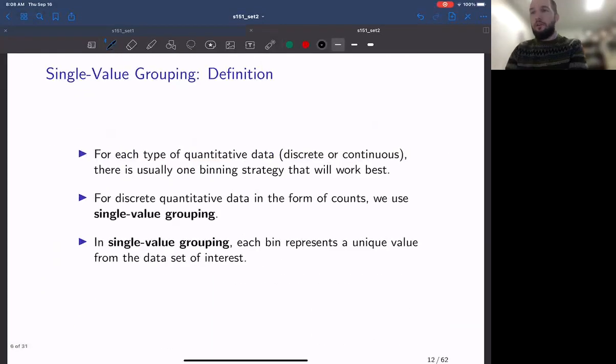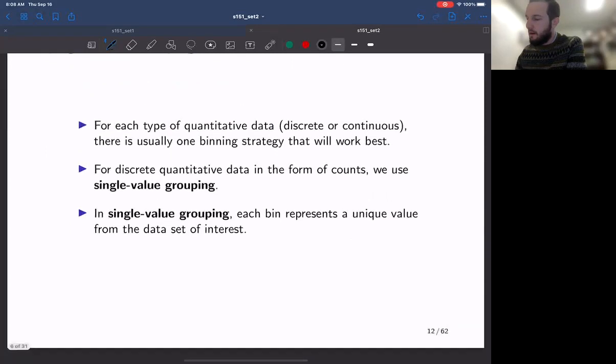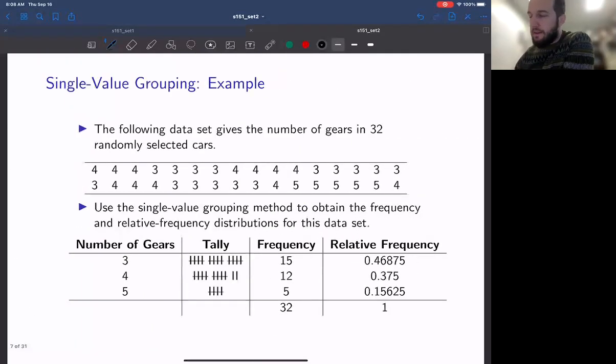Okay, so the first type of grouping method is single value grouping. Single value grouping is going to be the most similar to the grouping method we used for qualitative data. So we use single value grouping when we have discrete quantitative data, we have a low number of unique values, and we have a high number of repetition, okay? So for example, the data set shown on slide 13 gives the number of gears in 32 randomly selected cars. Okay, so here, number of gears is the variable.